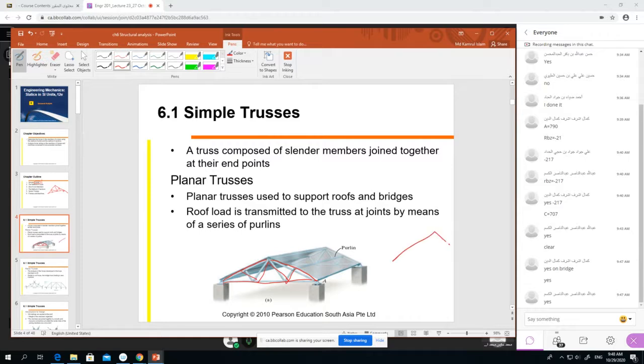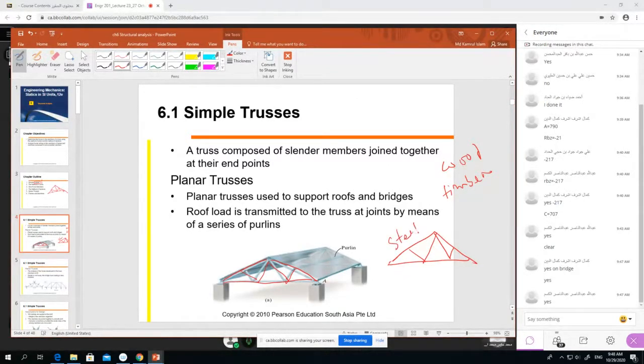So if you see some homes in a village, they make them from wood or timber, whatever you say. But if it is a warehouse or something that we need to make strong, then it is made of steel.